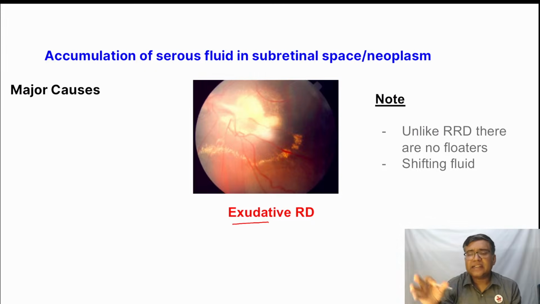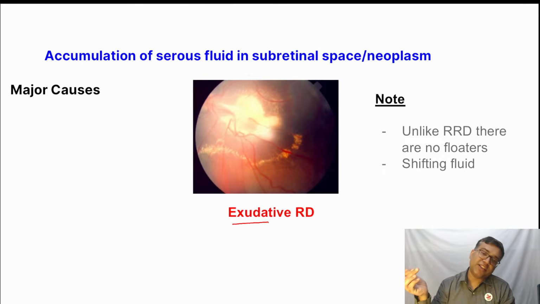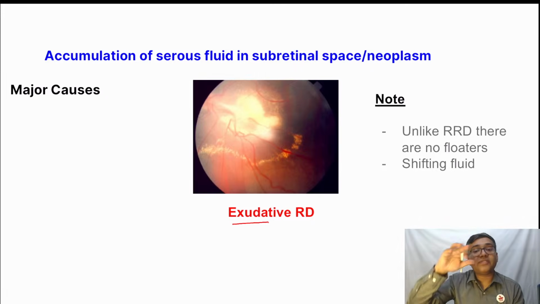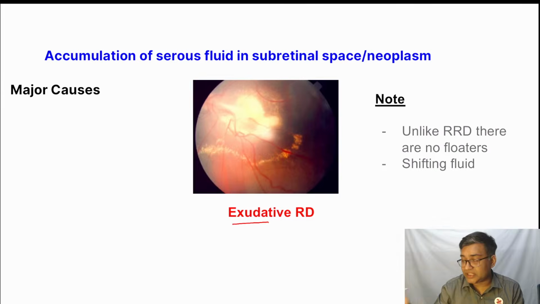So unlike the patients of rhegmatogenous retinal detachment, as there is no tear, there would be no flashes or no floaters, but there is a fluid inside the retina. So when I change my head position, the configuration of the retinal detachment would also be changing. So this is basically called shifting fluid.